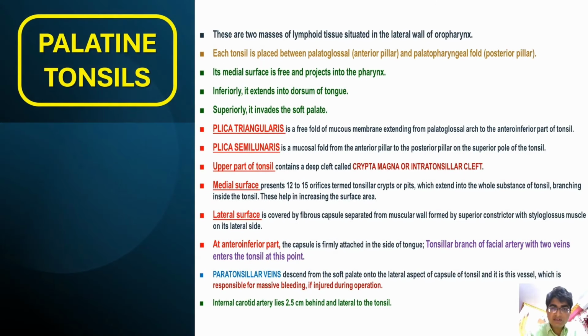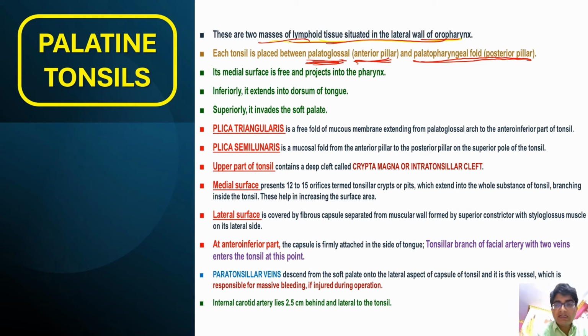So now the palatine tonsils are the two masses of lymphoid tissue situated in the lateral wall of the oropharynx. Each tonsil is placed between the palatoglossal arch, that is the palatoglossus muscle making the anterior pillar anteriorly, and the palatopharyngeus muscle making the palatopharyngeal fold or the posterior pillar posteriorly. The tonsillar fossa is in between these two pillars.